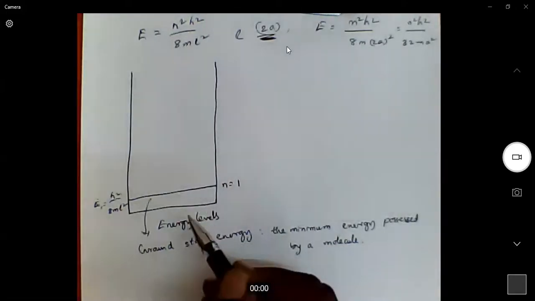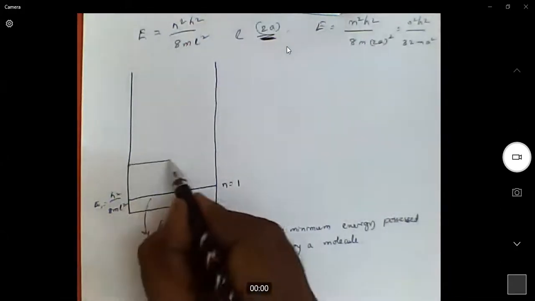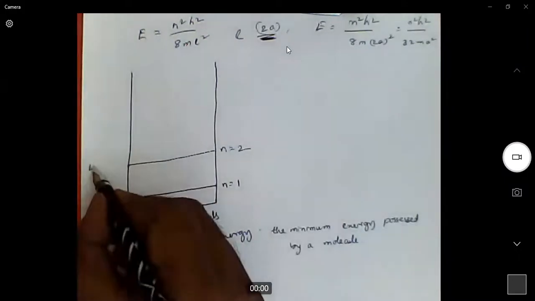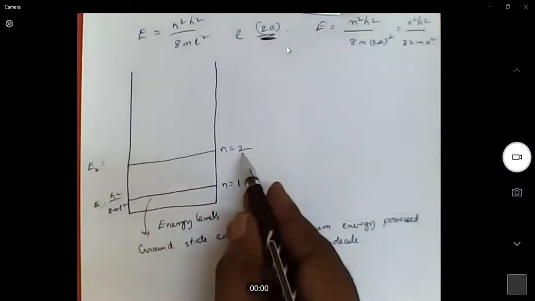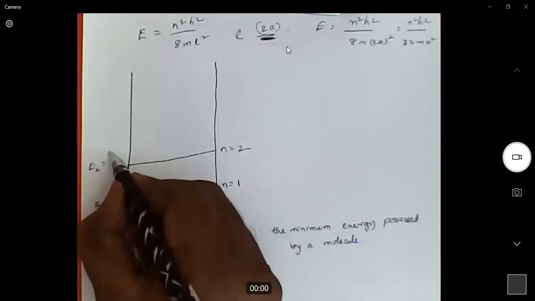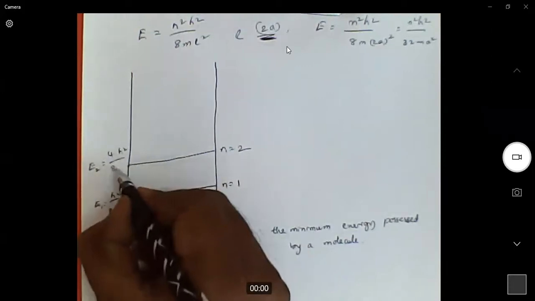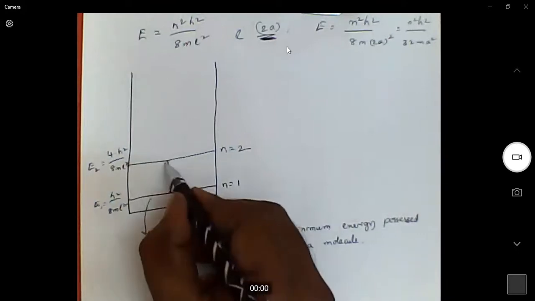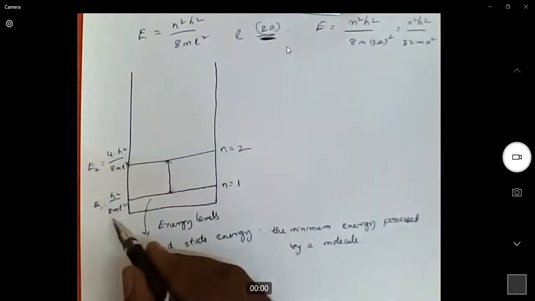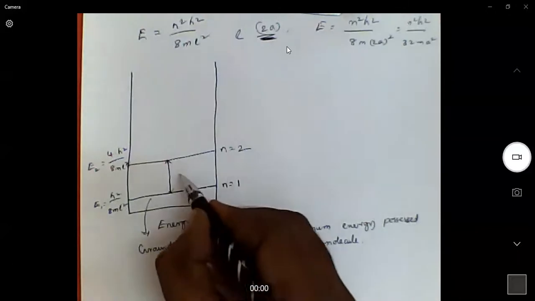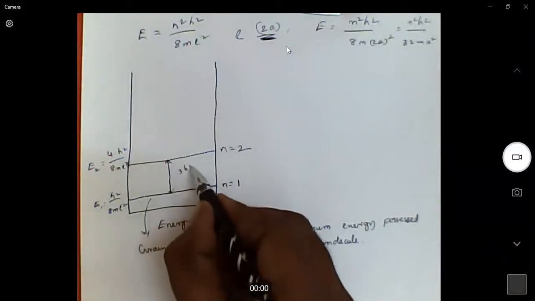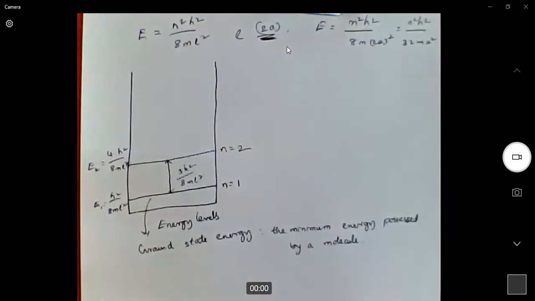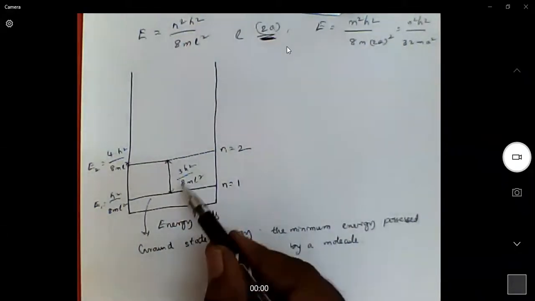Now the next level is n is equal to 2. What is n is equal to 2? It is E2 is equal to 2 squared, so 4 into h squared by 8 m L squared. What is the energy difference between these two? 4h squared by 8 m L squared minus 1h squared by 8 m L squared. It is 3h squared by 8 m L squared. You don't need to remember the energy difference formula. You can also calculate like this.